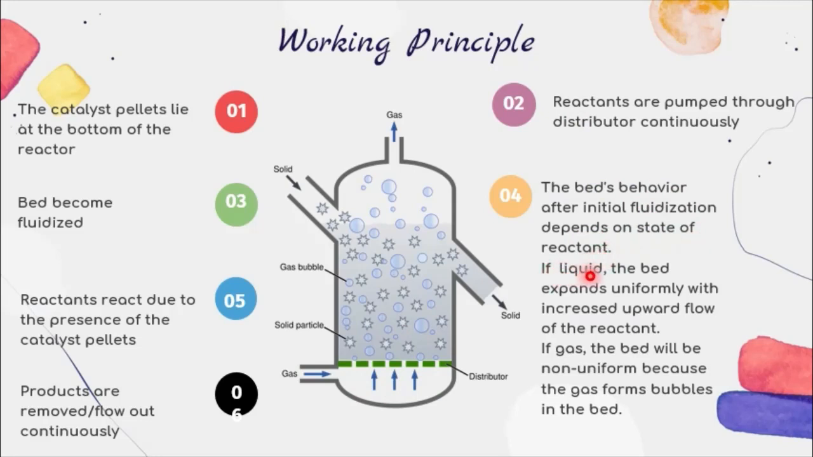If it is liquid, the bed expands uniformly with increased upward flow of the reactant, and this is called homogeneous fluidization. If it is gas, the bed will be non-uniform because the gas forms bubbles in the bed, resulting in aggregative fluidization. During this process, the reactants react due to the presence of the catalyst pellets, forming products that will be removed continuously.